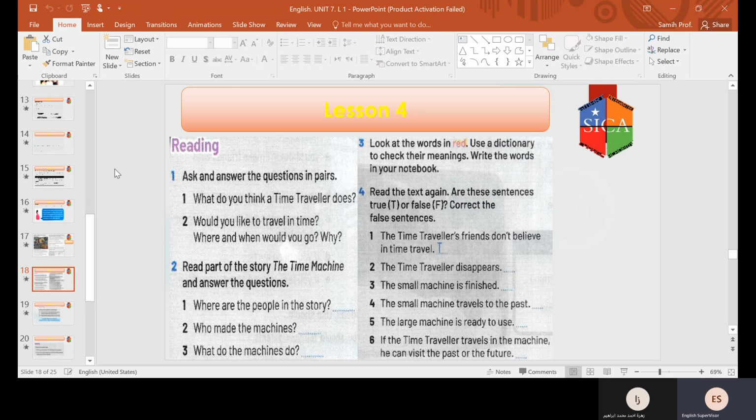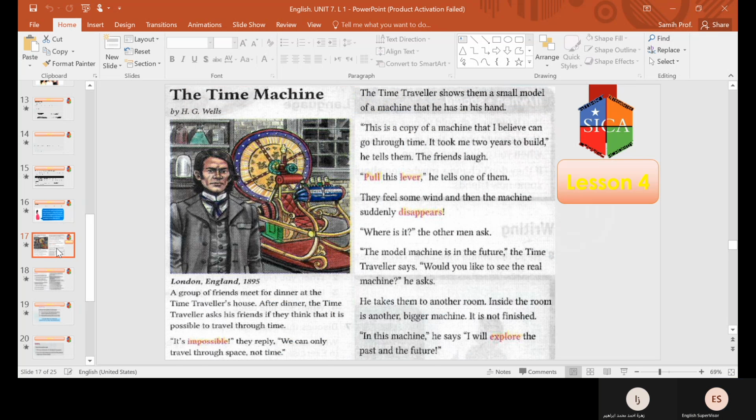Question number 1, where are the people in the story? Yeah, where are they? You see, here is the story. Very easy. In the home. Traveler's house. Where? Which place? It's very easy. It's written, by the way, in front of you.